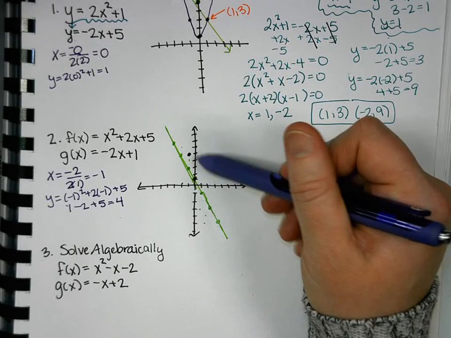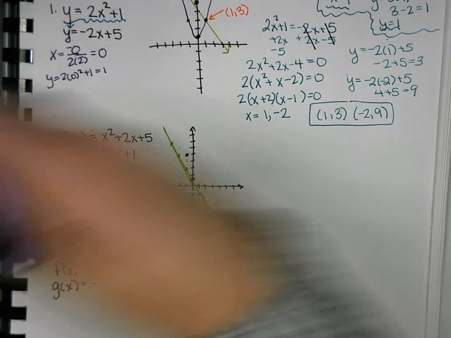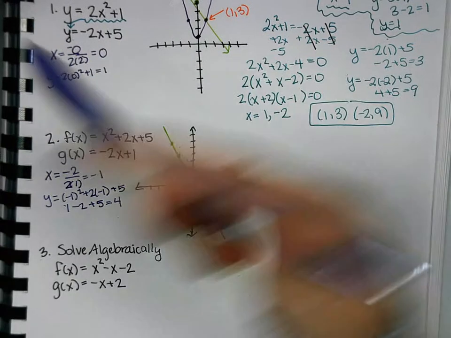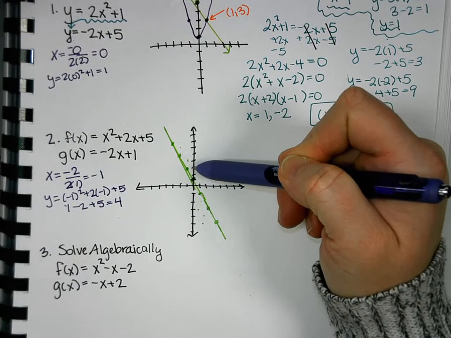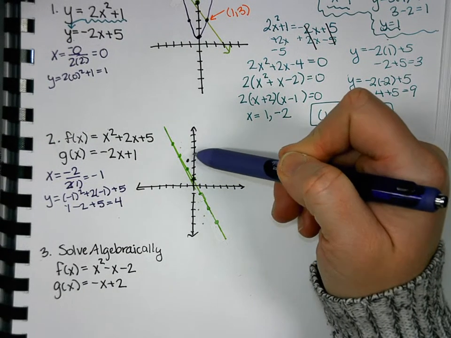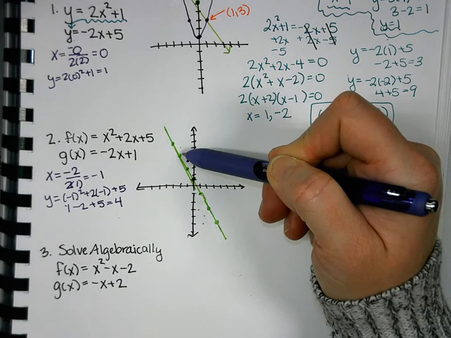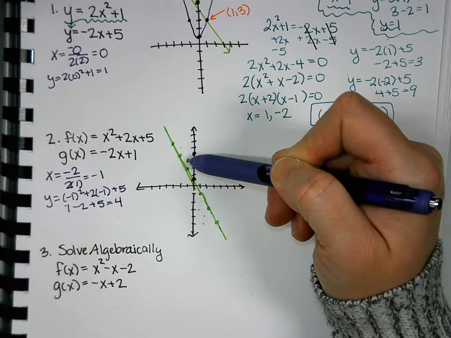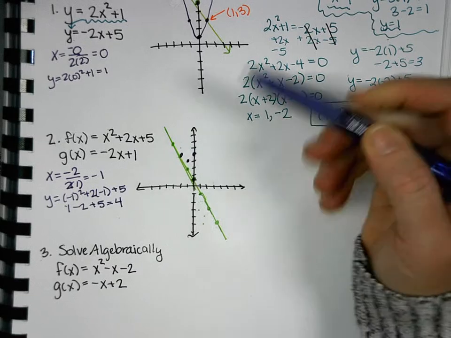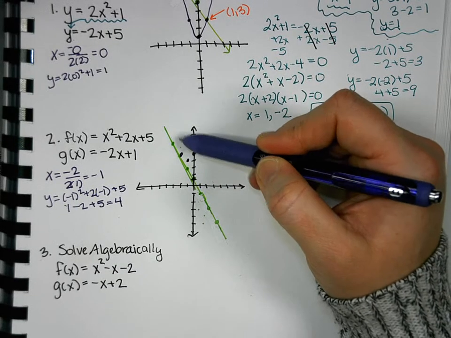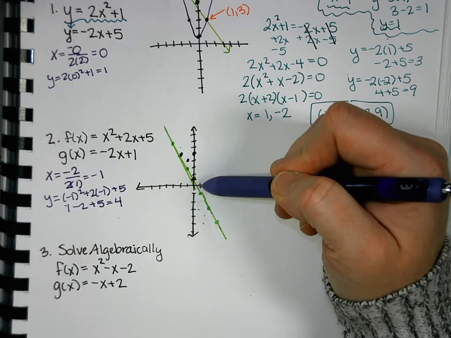Oops, I went too high. 0, 5. So I know this is a point, and then I can reflect it over. That's another one. So what do we get if we plug in 1?